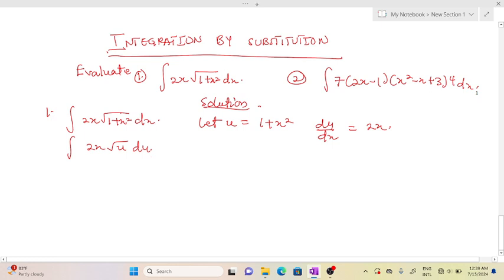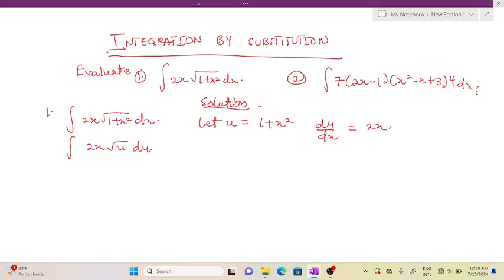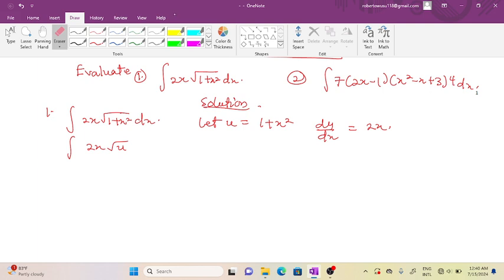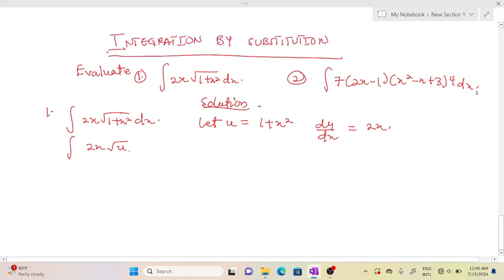But there is a problem here. So I made u to be equal to 1 plus x squared. So that is u within the square root sign. But this is the dx here. For me to replace the dx, I need to make the dx the subject here, right? I can't just carry or make the u. No. I have to make the dx the subject here.